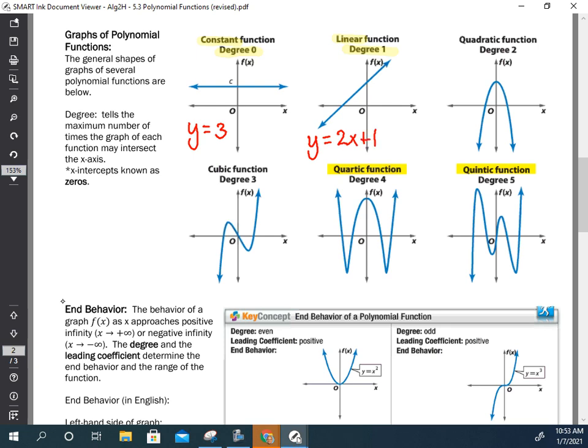If your degree is 2, you have a quadratic function. We've dealt with quadratic functions a time or two before. Degree of 3, cubic. Degree 4, quartic. Degree 5, quintic. There are probably names for 6, 7, 8, all the way up. We're not really worried about the names going that far.